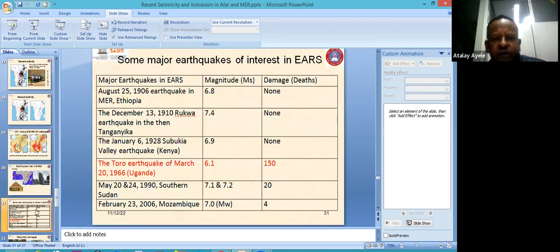This table shows some of the significant earthquakes that occurred in the region, but only earthquakes that had been reported to have a huge number of casualties were the Toro earthquake in Uganda, which is 6.1 magnitude, and it occurred in 1966. So the casualties were about 150 deaths.